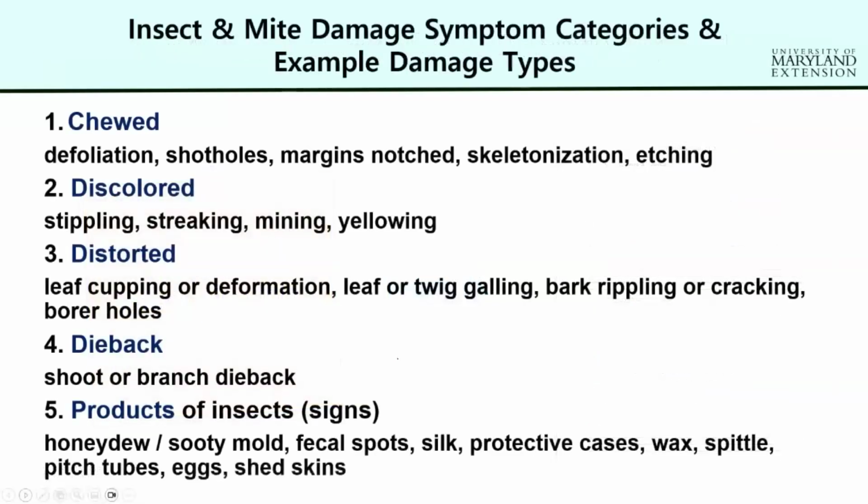These are all the categories outlined on the handout. We have 5 categories of plant damage that can be caused by an insect or a mite. That includes chewed, discolored, distorted, dieback, and products. And then we have different types underneath each category. We're going to go through most of the types. When it comes to products, we won't have time to go through all of them. So if there is a particular type listed on there that you want a better example of, feel free to reach out to me after today's class.